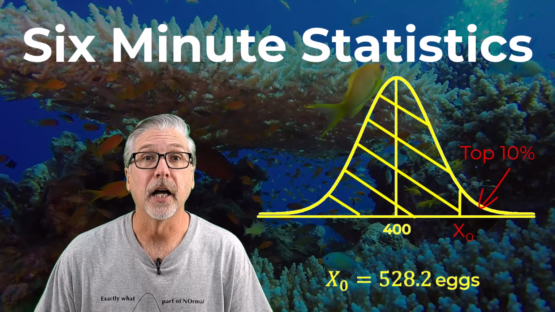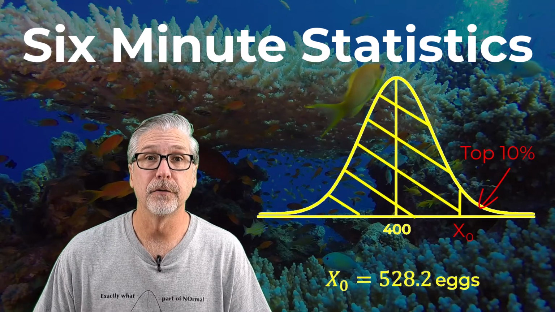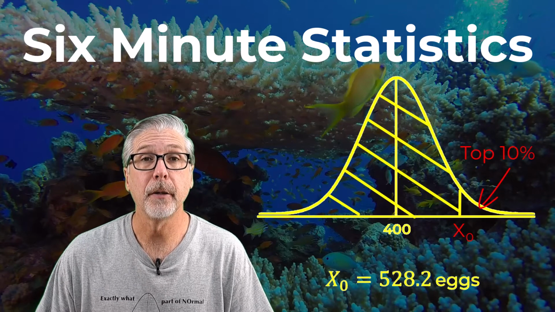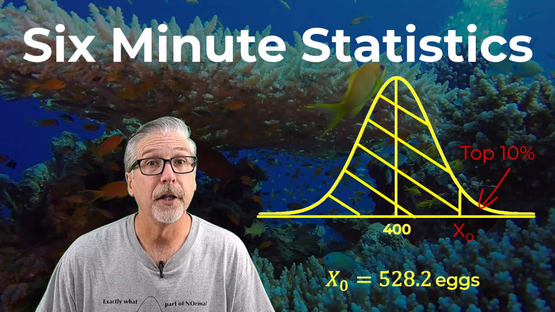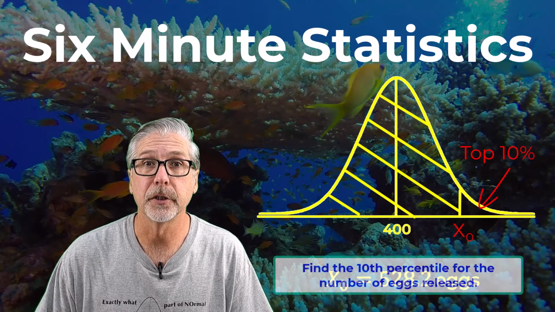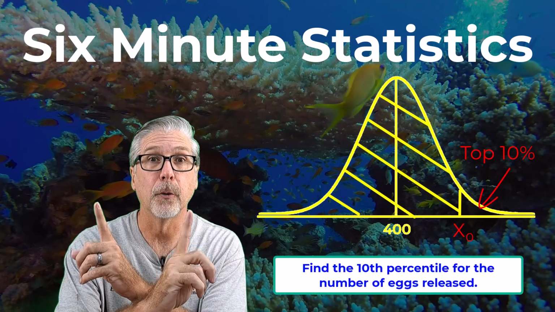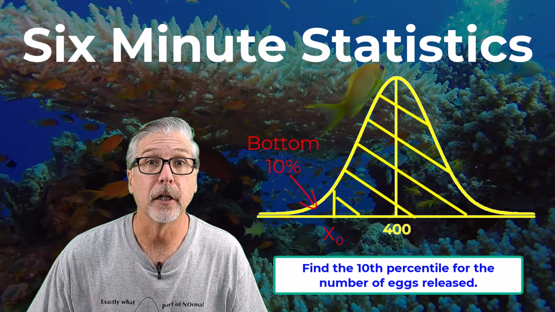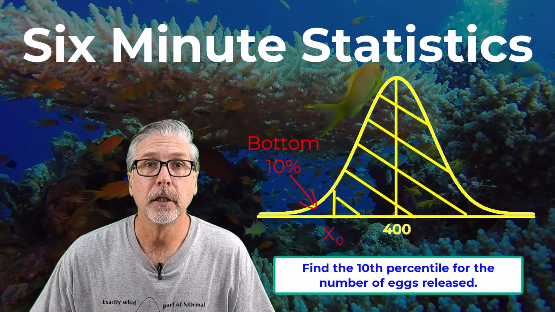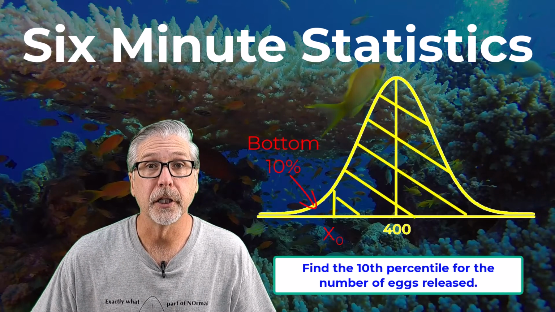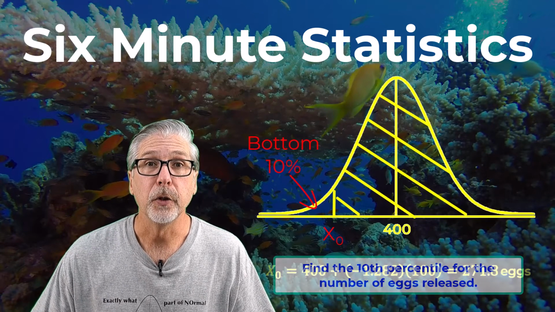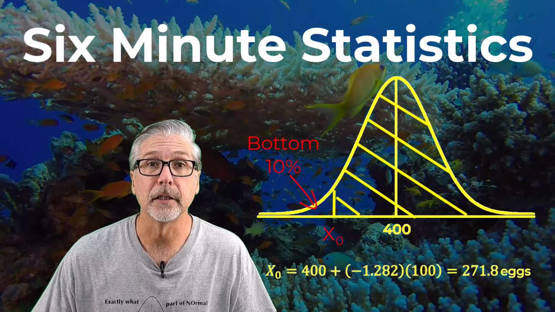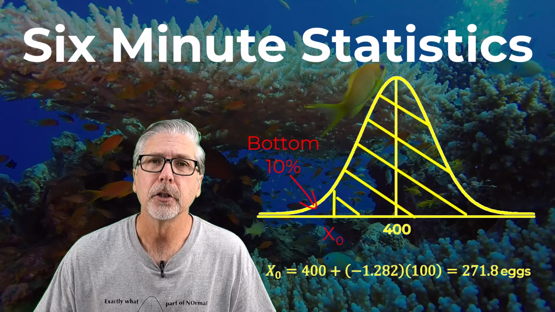We would interpret that as 90% of the egg spawns release less than 528.2 eggs, and only 10% release more than 528.2 eggs. What if I asked you to find the bottom 10%, or what we'd call the 10th percentile? Can you see the curve flipping around, where we have a curve that has 10% in the left-hand tail and 90% above it? The z-value of 1.282 for the 90th percentile would become the z-value of negative 1.282 for the 10th percentile, and we'd solve for x and find that the eggs released at the 10th percentile would be the value 271.8. Let's do one more.